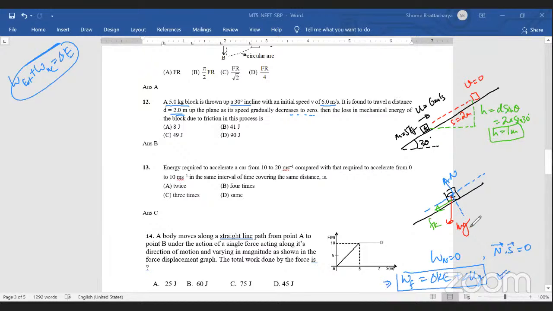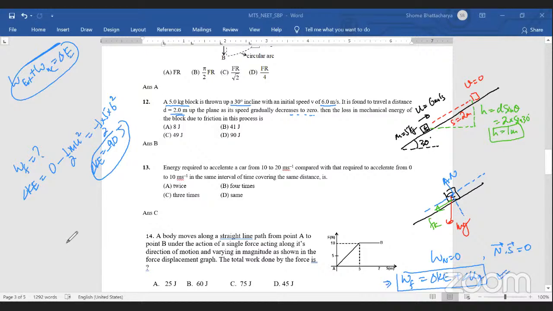Now as you're going from here to here, the work done by friction is unknown. But the change in kinetic energy is final kinetic energy minus initial kinetic energy. So it is minus of half into 5 into 6 square. That's 18 into 5, which is 90, so minus 90 joules. That's the change in kinetic energy.